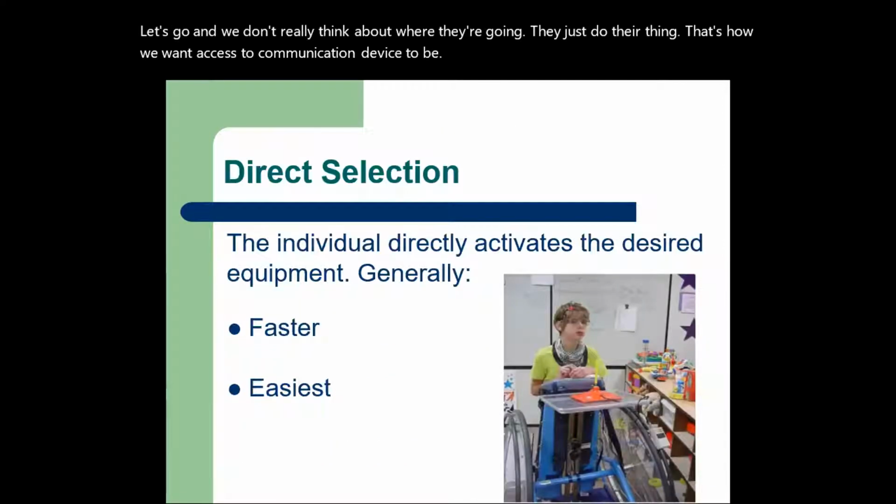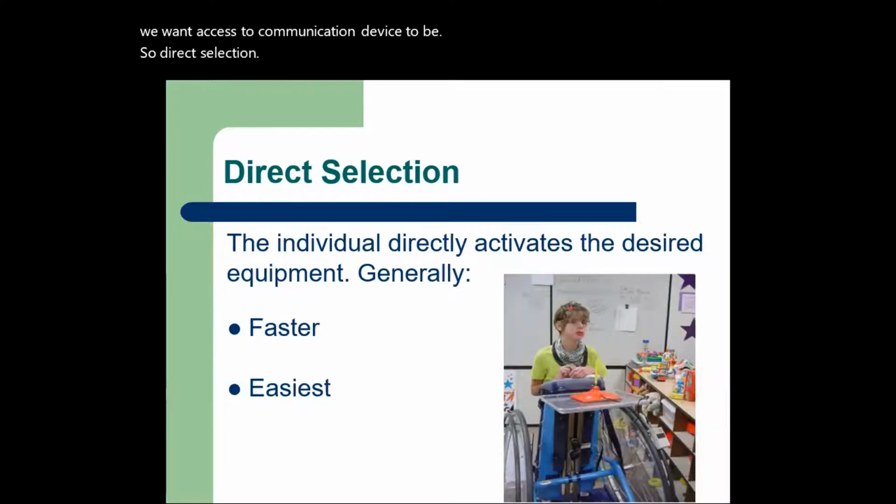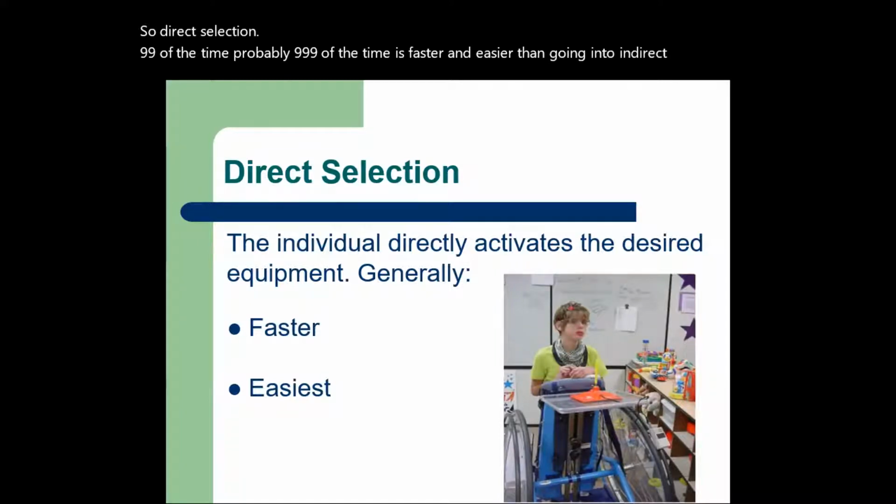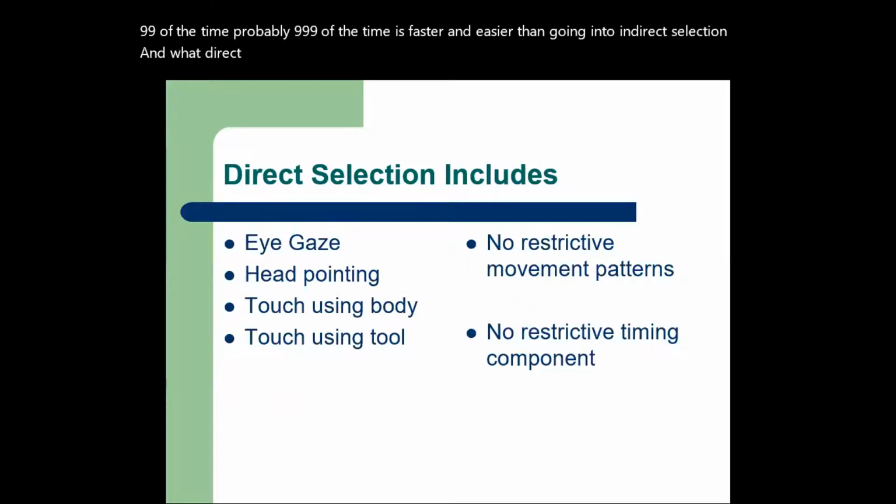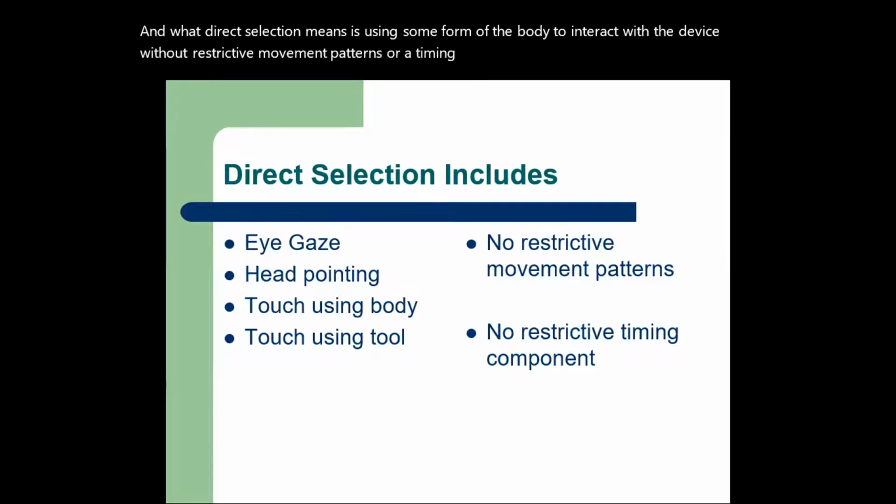So direct selection, 99% of the time, probably like 99.9% of the time, is faster and easier than going into indirect selection. And what direct selection means is using some form of the body to interact with the device without restrictive movement patterns or a timing pattern, a timing component.